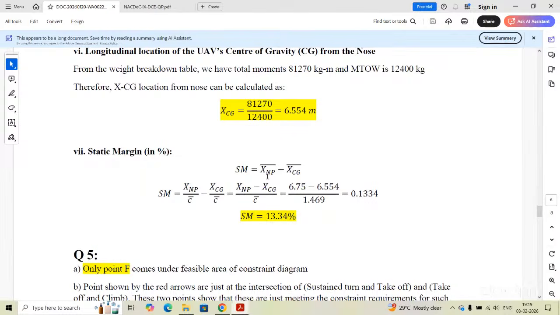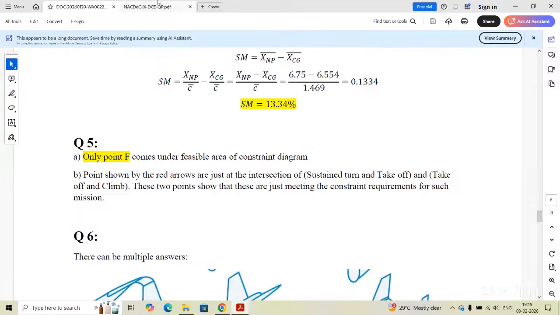And the static margin in percentage is nothing but the difference in neutral point and the center of gravity location. This bar represents that it should be divided by MAC. MAC we have already calculated from 3A, and while we do these calculations, we get a static margin of around 13.34%.